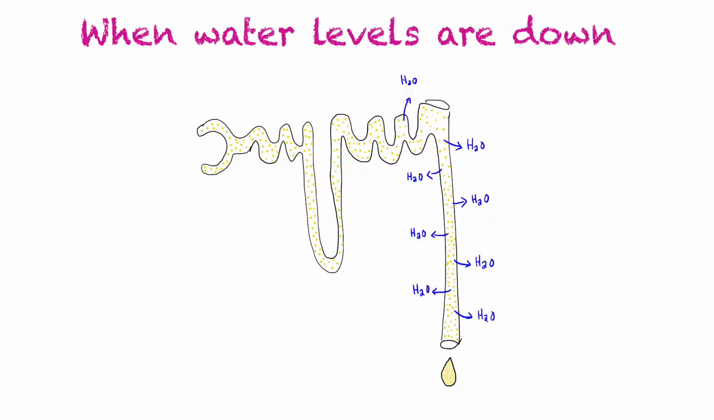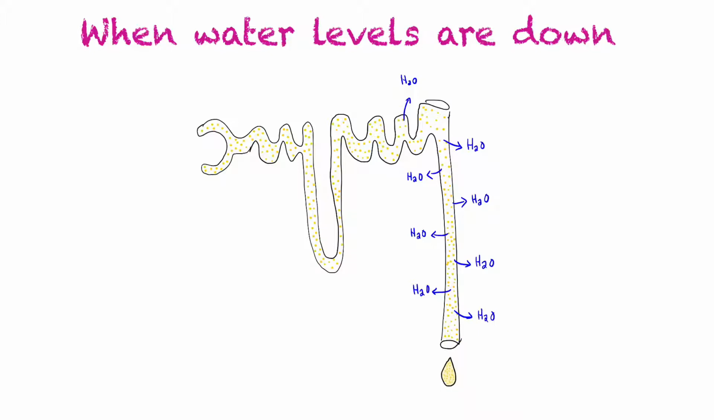So if our water levels are down, our thirst center in our hypothalamus will trigger the pituitary gland to release ADH, and then ADH will travel to the nephron and act on the distal convoluted tubules and the collecting ducts to make them permeable to water, and water will be reabsorbed into the bloodstream, and the urine will be made more concentrated. So you'll end up with a small volume of concentrated urine.